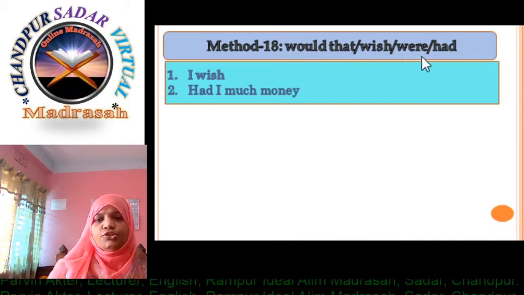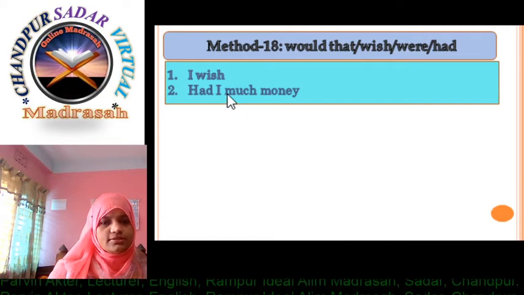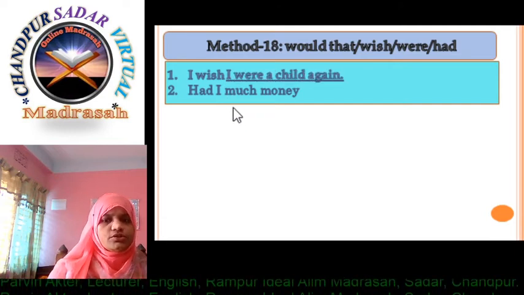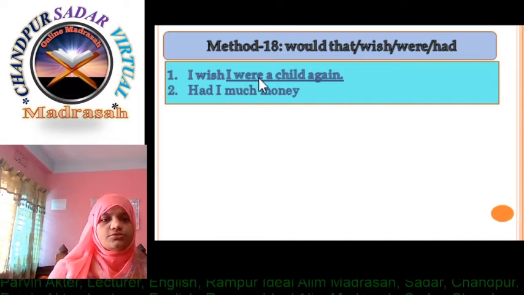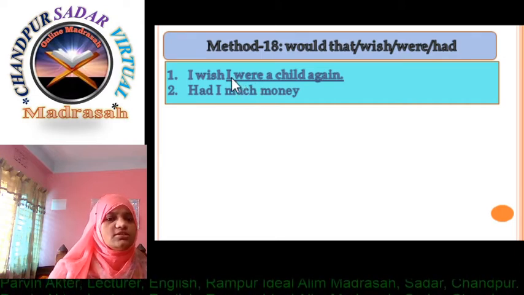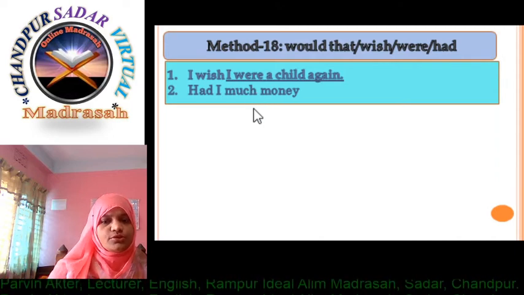Next, method 18. What is the topic? Would, that, wish, were or had. Unreal past. First sentence: I wish I were a child again. Here also you have to remember, after I wish you have to always use were in the case of be verb. It does not matter whether the subject is he, she, it, I, were. That means for any person you have to use were.